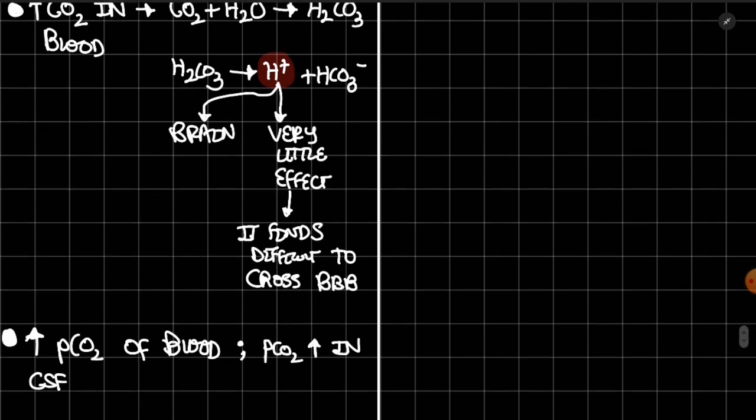Further, this H2CO3 splits into H plus and HCO3 in the blood itself, and from the blood it goes to the brain. But the H plus finds it difficult to cross the blood brain barrier, and therefore a major direct effect of H plus is not observed.